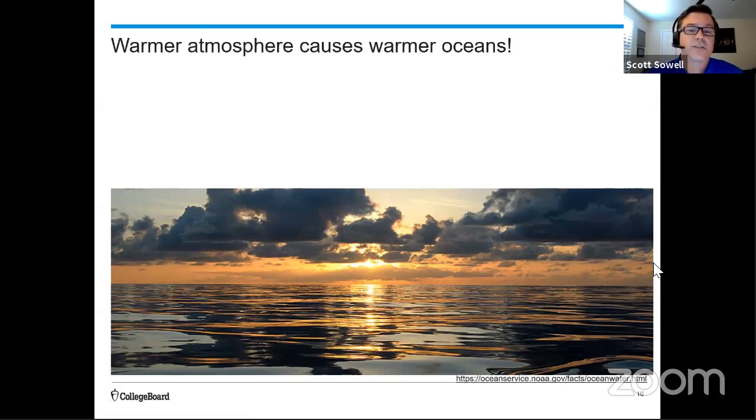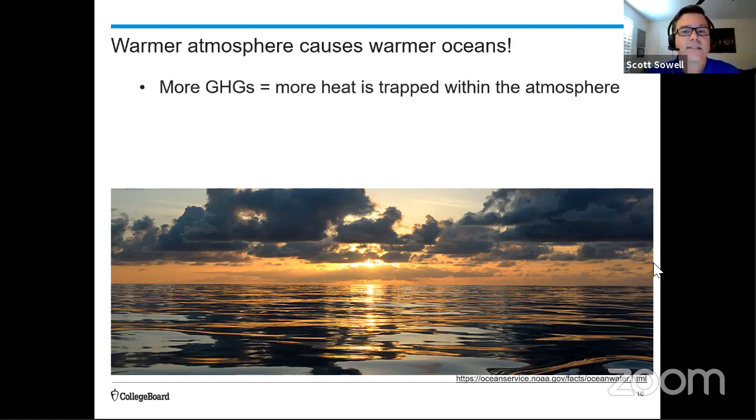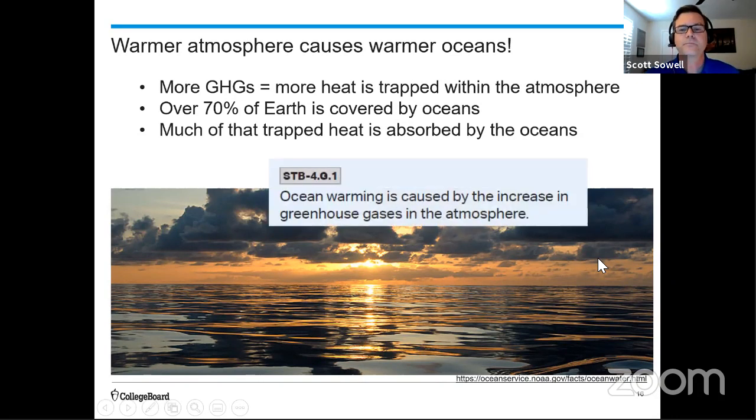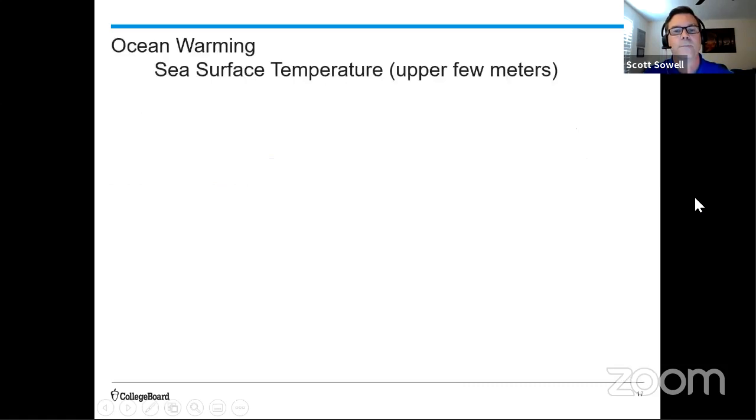So the next logical step to take, if we're talking about oceans, is a warmer atmosphere is going to result in a warmer ocean. Why? More greenhouse gases are going to trap that heat within the atmosphere. And because over 70% of our Earth is covered in oceans, a lot of that heat is simply going to be absorbed by the oceans. Atmosphere heat transferred into ocean heat. And here clearly is one of our pieces of content knowledge from the curriculum guide. Ocean warming is caused by the increase in greenhouse gases in the atmosphere. So changes in the atmosphere causing changes in the ocean.